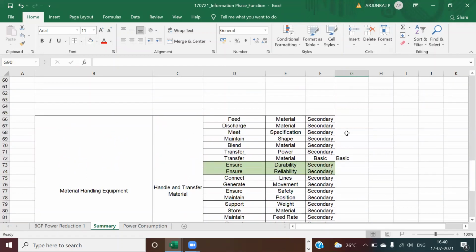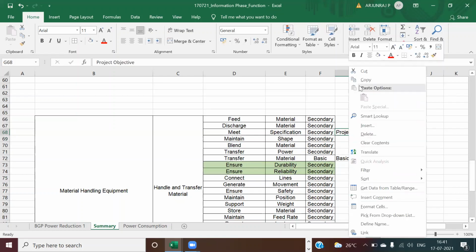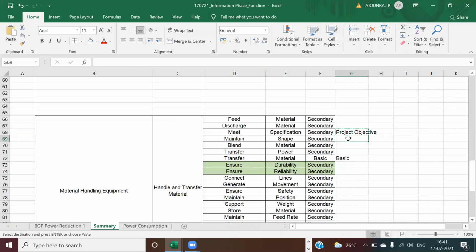Mid specification can be the project objective or the design function. Maintenance shape is related to the design. Whenever it is related to design, you have to put it in the objective or the design function. Let us have this as a design function. And is there anything like ensure safety? Safety should be all the time, right? So you have to write it as all the time.